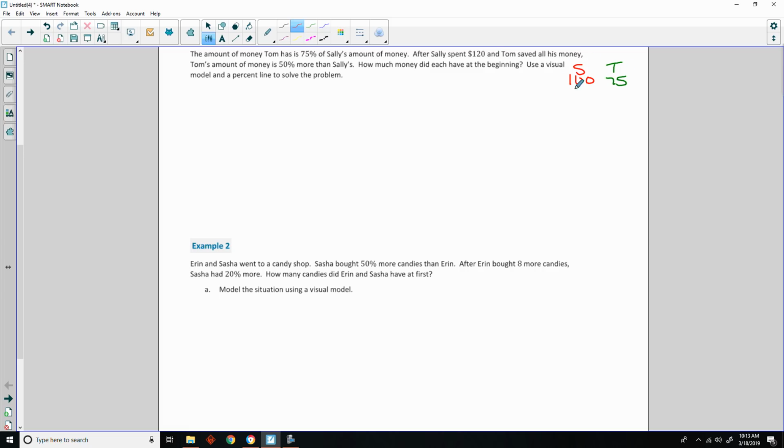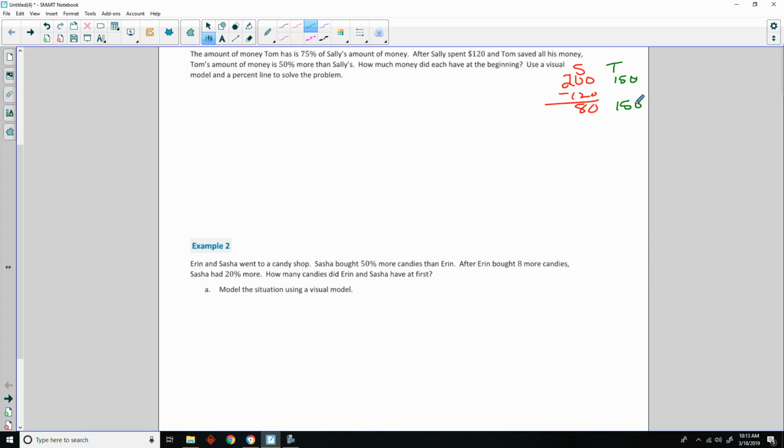So if Sally had 200 and Tom had 75% of 200, that is 150. So Tom would have $150. I'm just giving an example here. This is mental math, just trying to figure out what's going on. But then it says Sally spends $120, so now she's down to 80 bucks. But Tom saved all his money, so he still has 150.